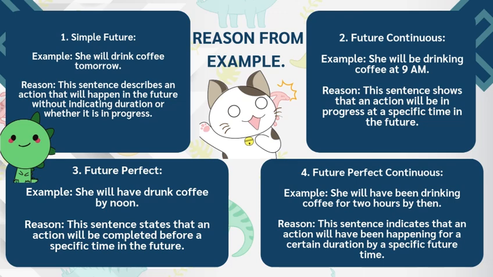And the third, future perfect. Example, she will have drunk coffee by noon. And the reason, this sentence states that an action will be completed before a specific time in the future. And the last, future perfect continuous. Example, she will have been drinking coffee for 2 hours by then. So the reason from the future perfect continuous, this sentence indicates that an action will have been happening for a certain duration by a specific future time.